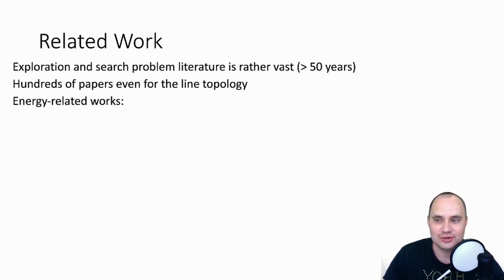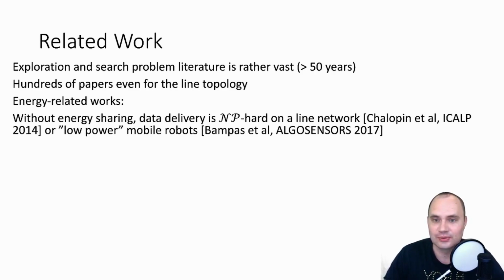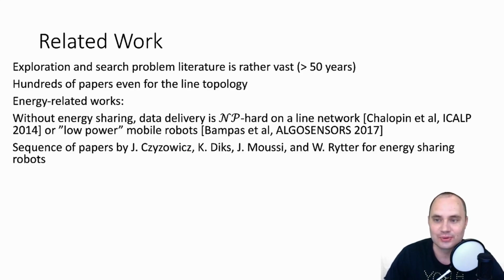But in terms of energy-related works, so on models where you have agents with the energies traveling distance proportional to the stored energy, these works are a bit more recent. So it has been shown that different tasks such as data delivery is NP hard, even on simple topologies when either there is no energy sharing, and even when mobile robots have certain restricted capabilities, such as carrying capacity or so-called low power mode of robots.